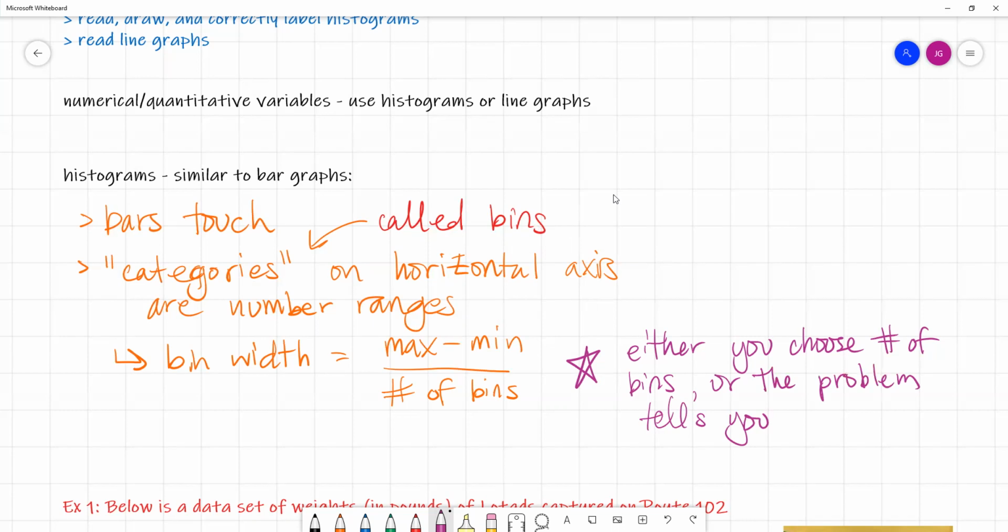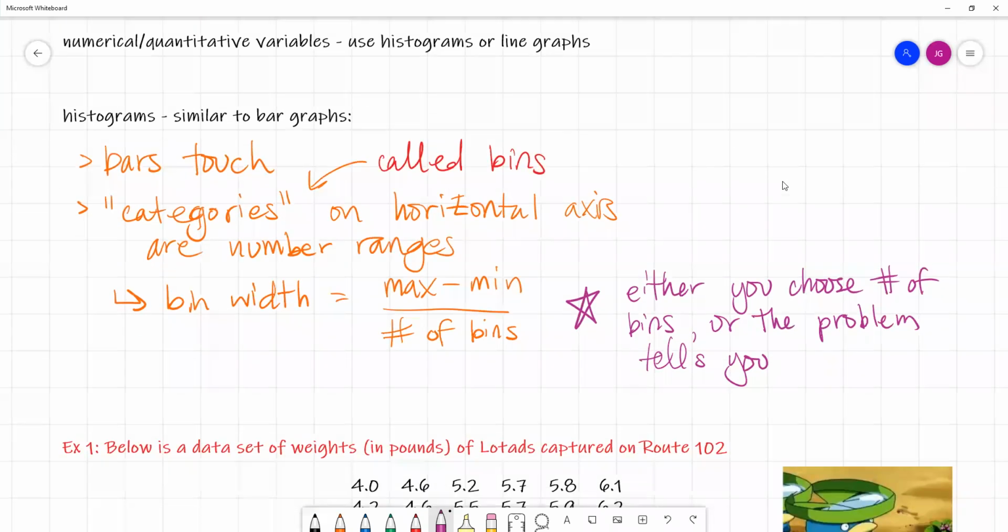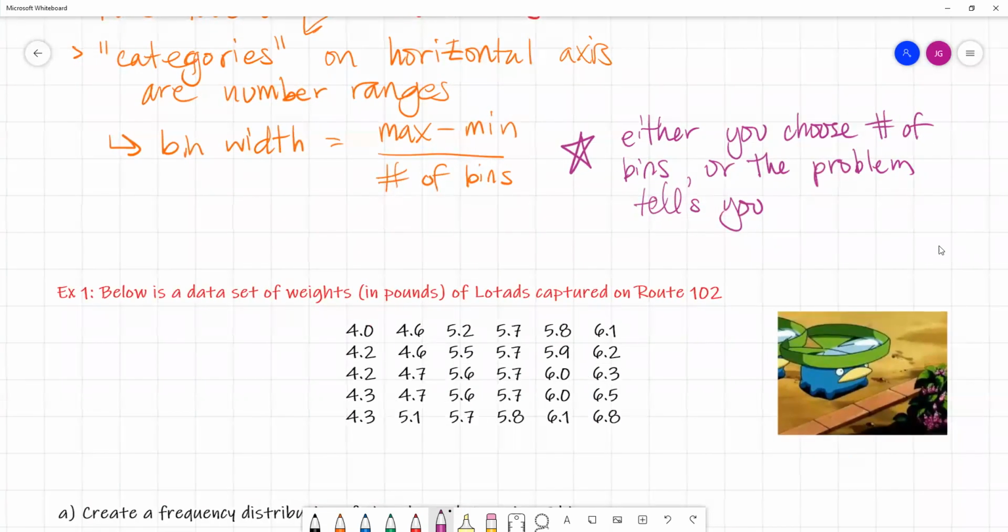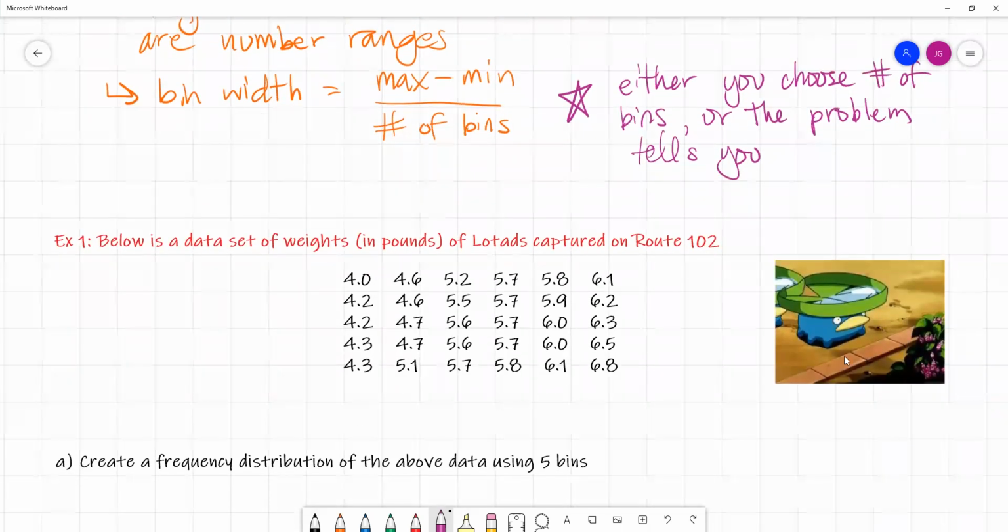Let's go ahead and take a look at what that might look like here in this first example. Below is a data set of weights in pounds of lotads captured on Route 102. These are the lotads, these cute little guys, okay? And so I collected some data on weights, how much they weigh. Here we have a total of 30 data points, right? So it's always good to just write down how many data points you have. So we have 5 by 6, so we have a total of 30.